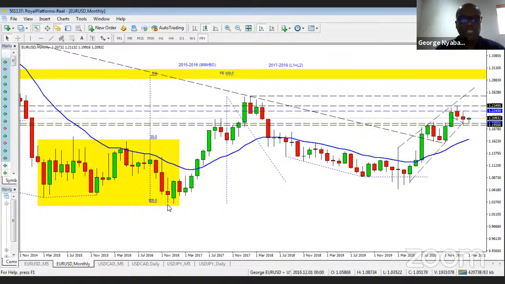Okay, so in this case, just a rough measured move from the low of the trading range to the high of the trading range. Measured move is an equidistant extension of the height. So it will get us to here.